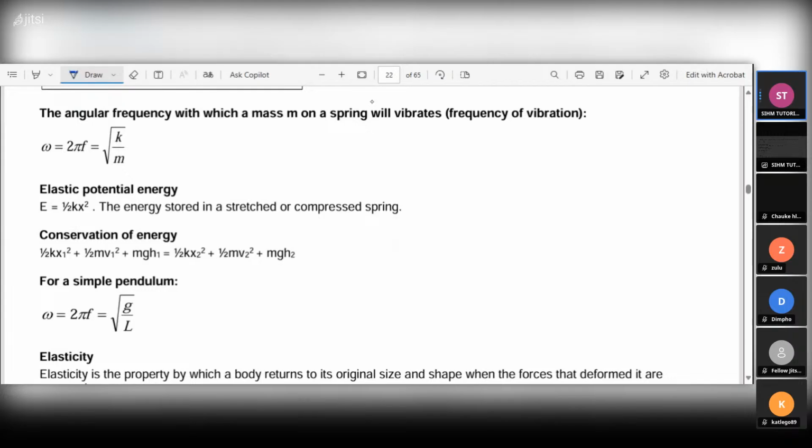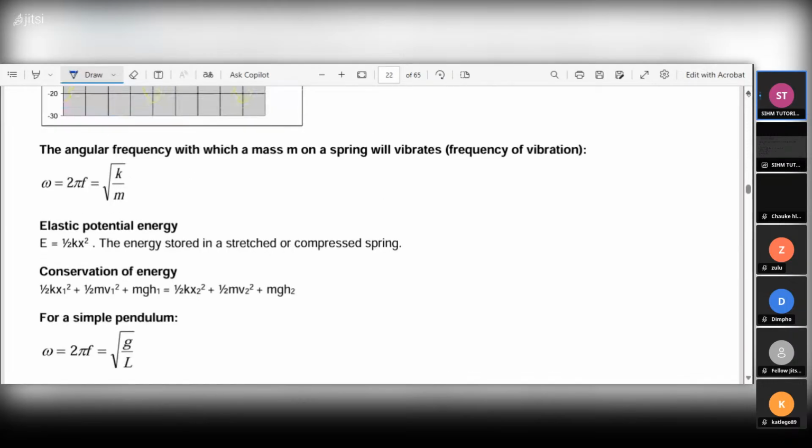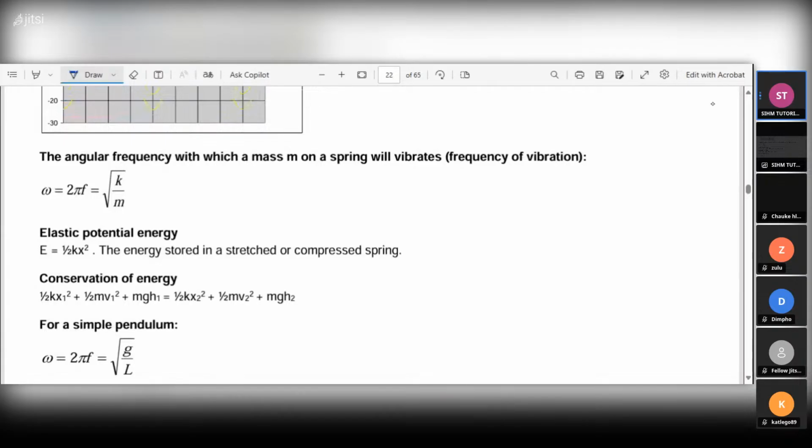As I was saying, here we'll also be focusing on the angular frequency with which a mass on a spring will vibrate. If you can remember, we also have this formula here, which has the angular velocity. So how do you get the angular velocity?